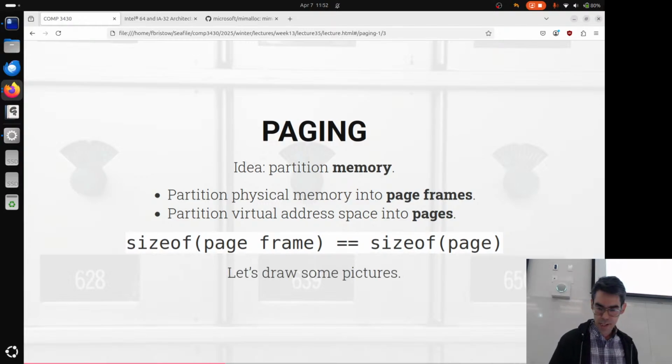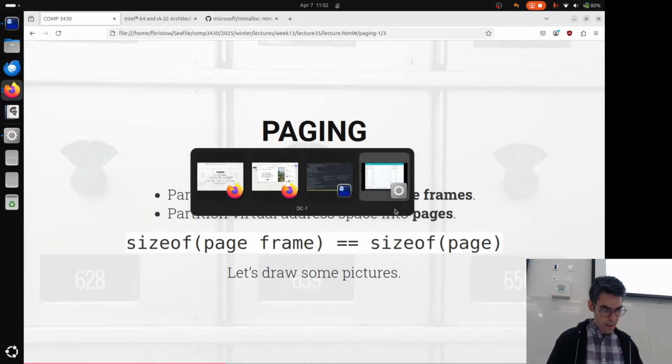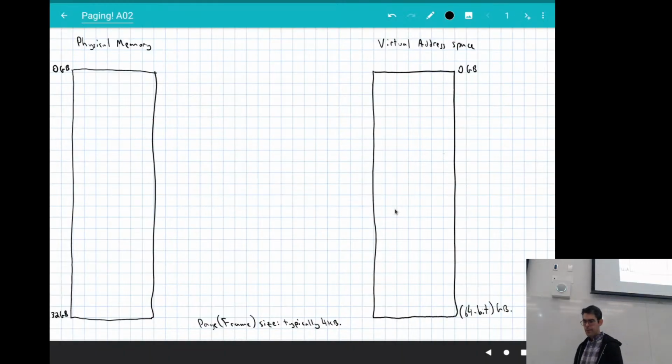Let's draw a picture of this. I'm going to pop over to my tablet here, and what I've got is a representation of physical memory on the left side and virtual address space on the right. The textbook authors do the right thing of making this smaller when they're thinking about it, like 16 kilobytes of memory or like 64 bytes of memory, but I would like to think about this in terms of a more realistic idea of what we have for physical memory and our virtual address spaces.